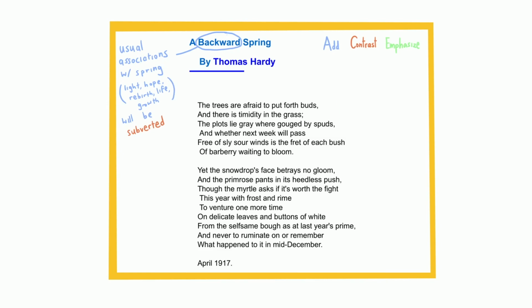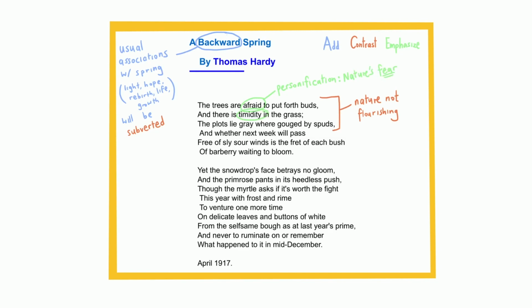Look at the first three lines. The trees are afraid. The grass is timid. The plots where planting would grow from is gray and gouged. All of these things contrast from our expectations of spring. Nature isn't flourishing for some reason. Afraid and timid further this idea through personification by indicating nature's fear.